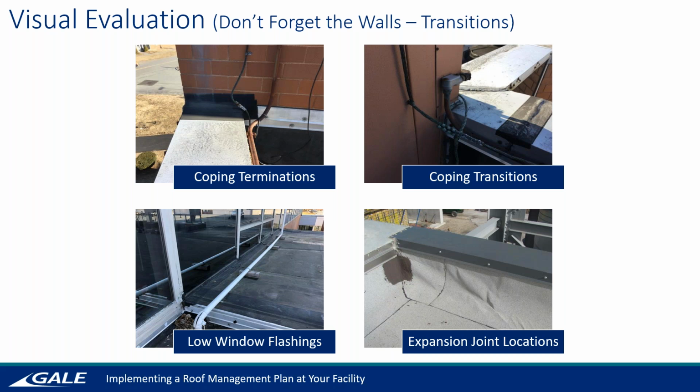Low window flashings, modern roofs were very flat. Nowadays, everything has to have drainage to it, so it has to have a slope. How is that going to impact your windows? What are you going to do with those windows? Do you need to replace them? And then expansion joint, you can see some racking going on here. Obviously, they didn't account for that expansion joint. They just roofed right over it, but the building continues to move.